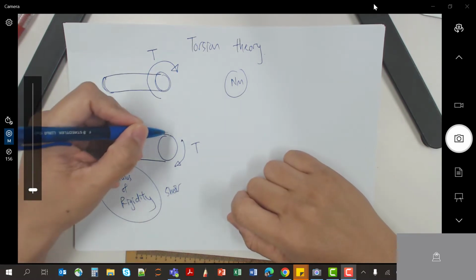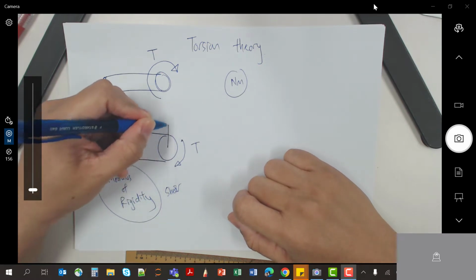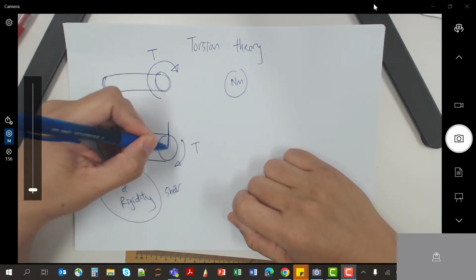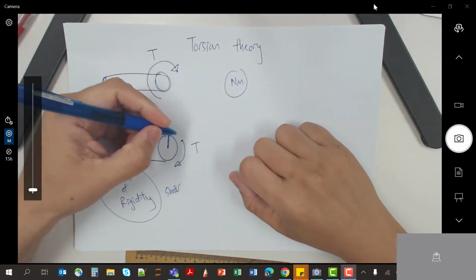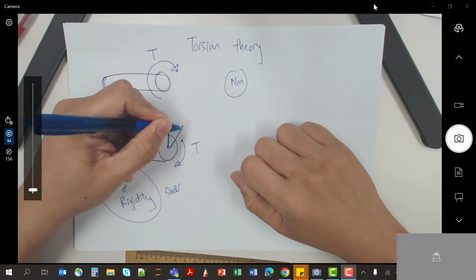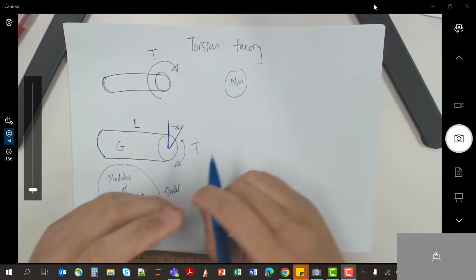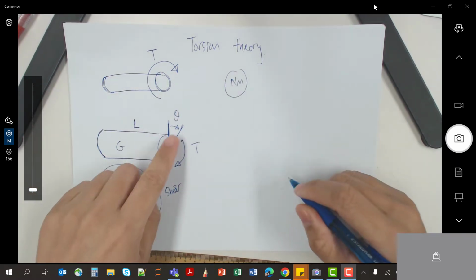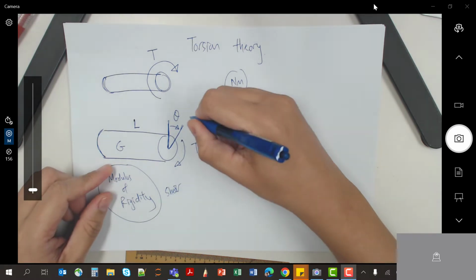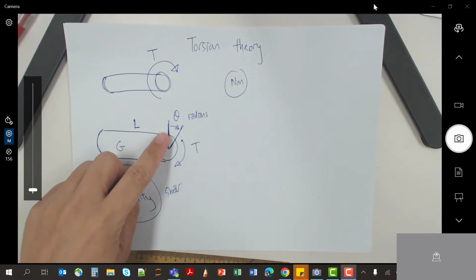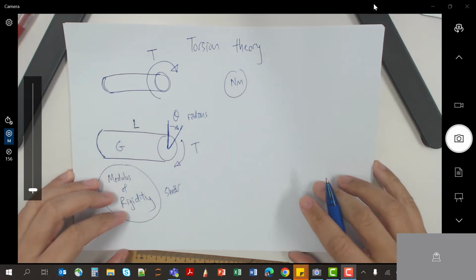When you do a twist, you are going to turn the material. The amount of turning can be denoted by the angle. How much you twist is the angle of twist. So we call this theta, and it is in radians.